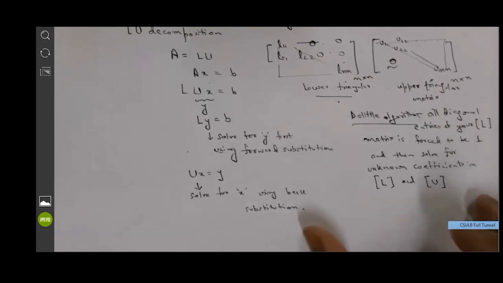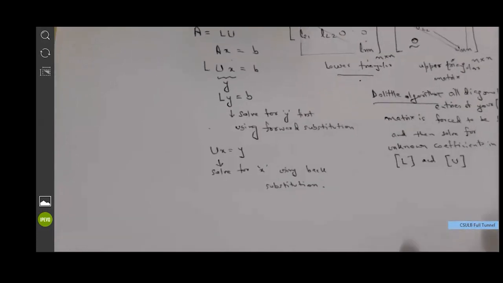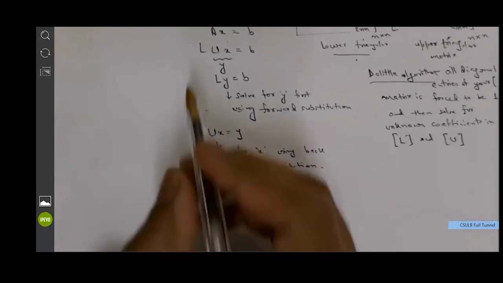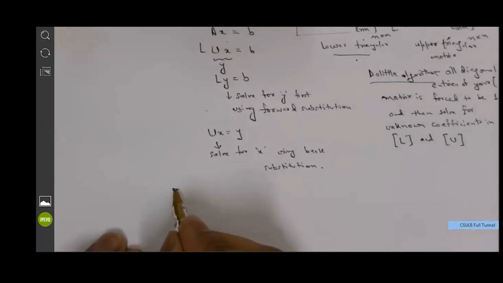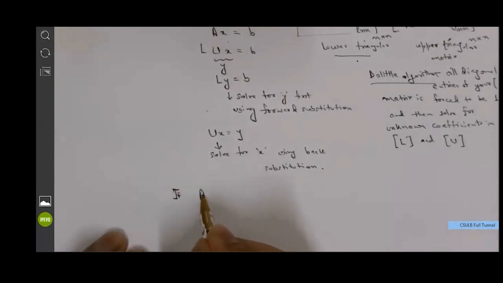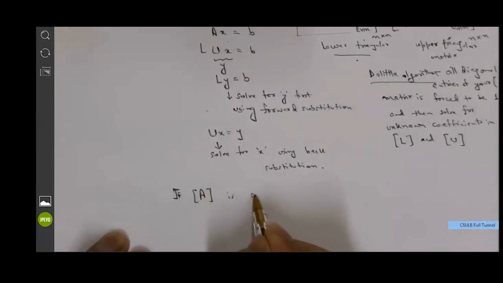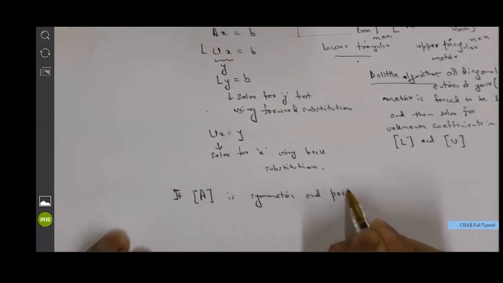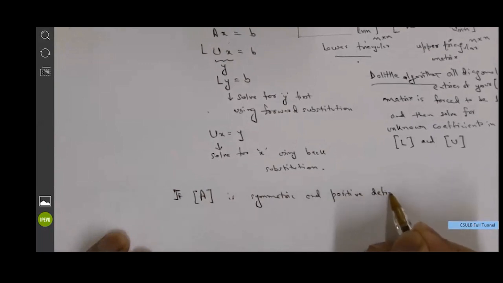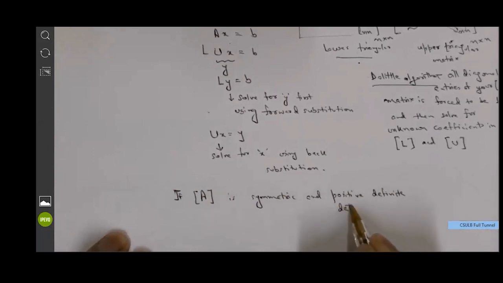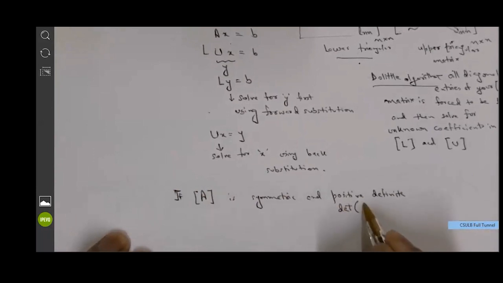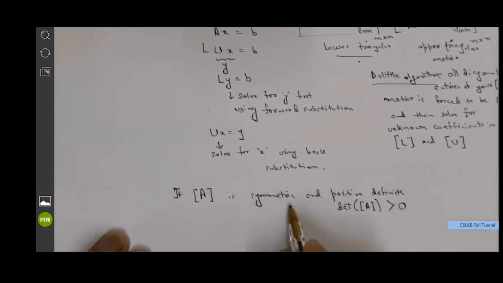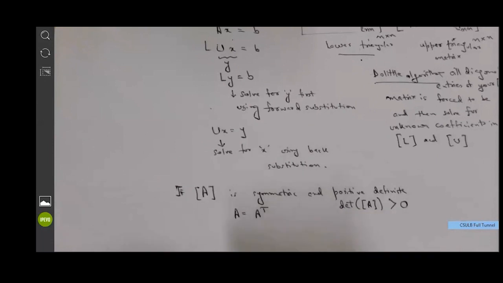One specific instance that generally happens in physical systems is that this A matrix turns out to be symmetric and positive definite. Positive definite means that the determinant of A is greater than 0. And symmetric basically means A is equal to A transpose. Transpose means we turn the rows into columns and columns into rows.